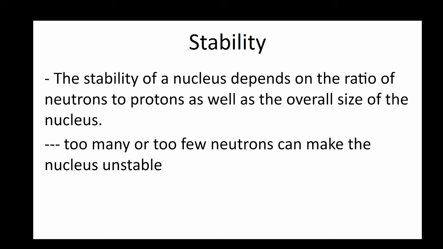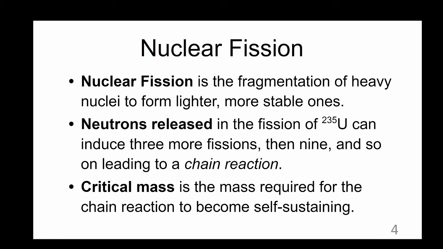The stability of a nucleus depends on the ratio of neutrons to protons, along with the overall size of the nucleus. Too many or too few neutrons can make the nucleus unstable. So nuclei that are unstable may undergo fission, wherein they split into a number of more stable, smaller nuclei and possibly releasing some neutrons. These neutrons can then go on to cause more fission reactions that can lead to a chain reaction, since each unstable nucleus could release multiple neutrons that are capable of initiating a fission reaction.